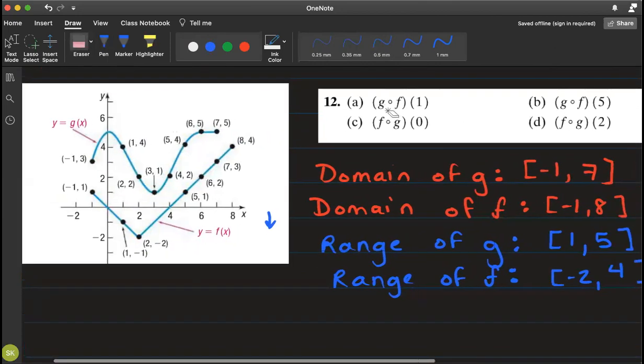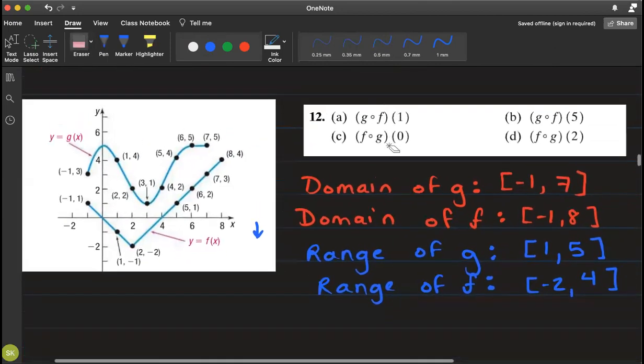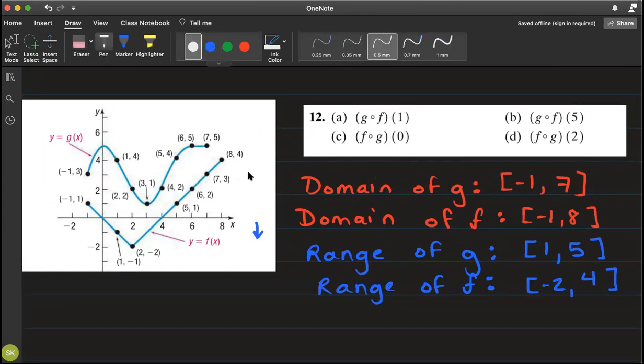Now we're interested in composing these functions. Now I don't have every single point listed on these functions, but I have specific points. And what I'm going to do is plug in specific x values, and then they're going to give us a y value. And then I'm going to take that value and plug it into my other function. So this is very similar to the chart, except as a visual graph example.